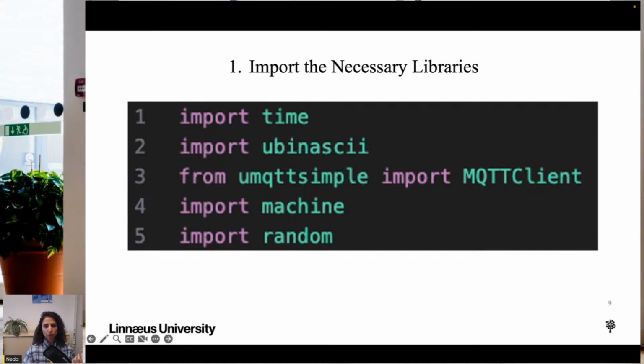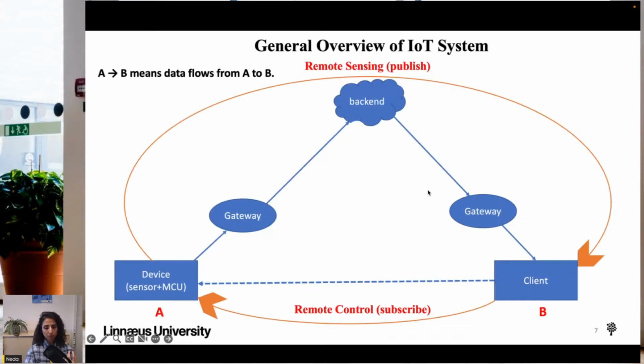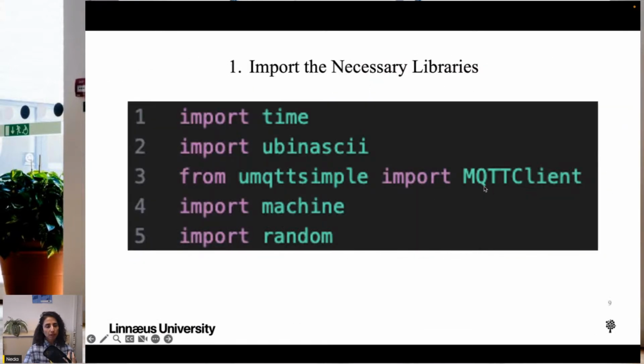That is for binary to ASCII conversion. And then we have the micro MQTT simple library, from which we need to use MQTT client. This library is used for MQTT communication.